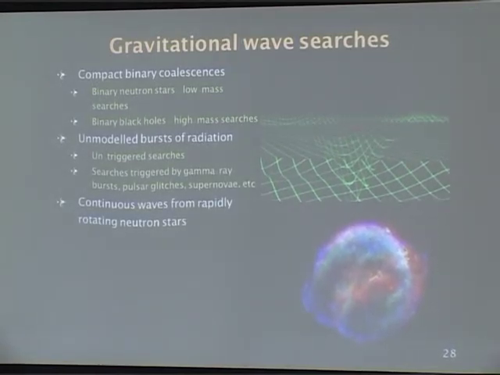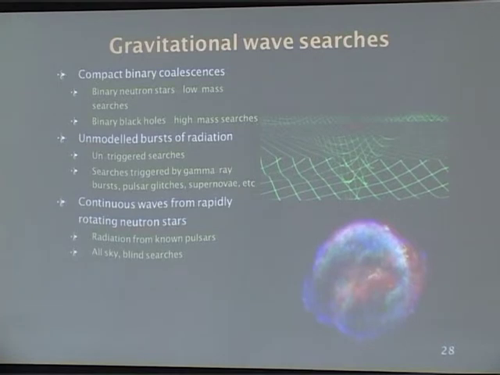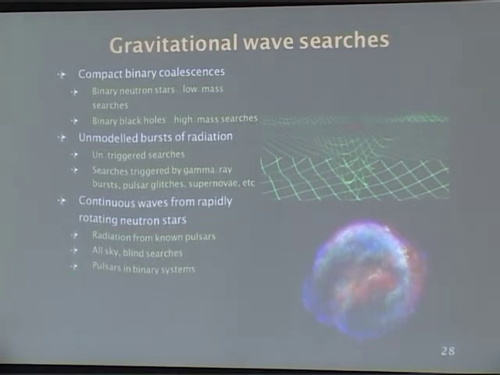But the one that is really computationally most limited are continuous waves from rapidly rotating neutron stars. Radiation from known pulsars, it could be, or it could be from all sky, you do a blind search. And pulsars in binary systems, that's one of the very challenging ones, like the SCOX one.